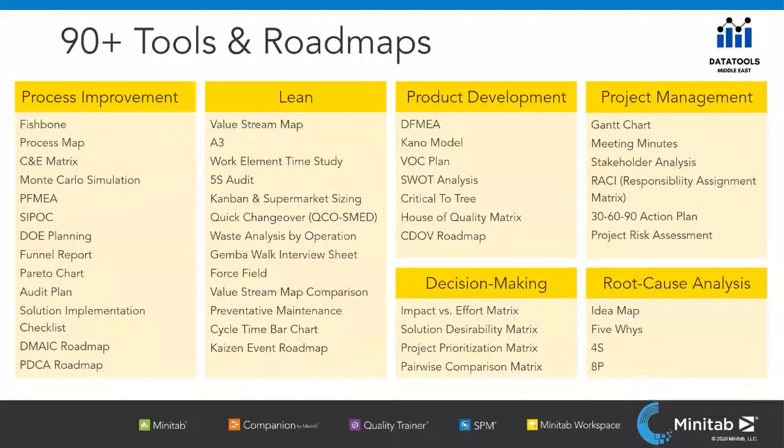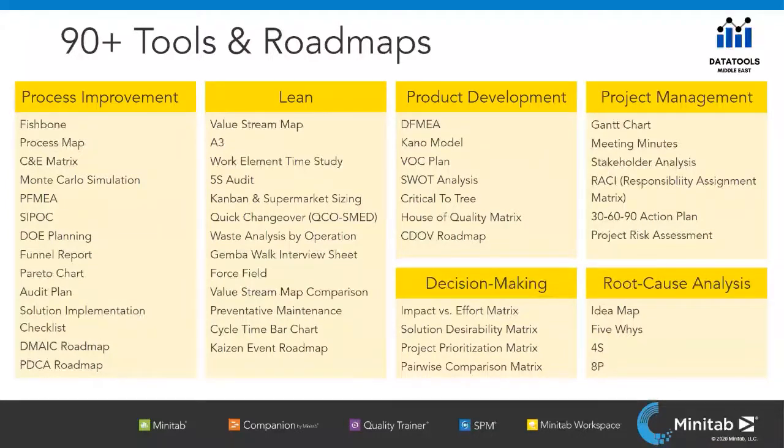So we have process improvement tools here. For example, in Workspace we have Fishbone Diagrams for process improvement. We have process maps. We have C&E matrix. We have Monte Carlo simulations, CPOC. We have Pareto charts for any kind of errors, or if you want to assess what 20% of your business drives the 80%. So you can check that.